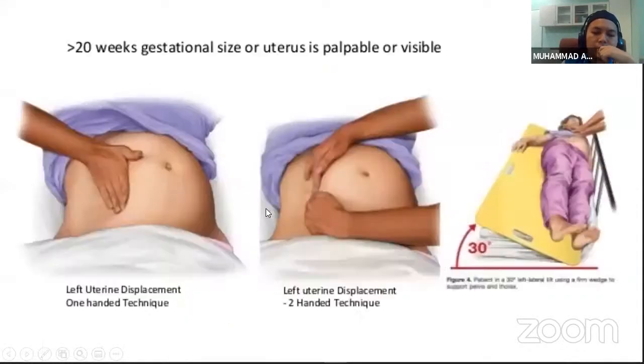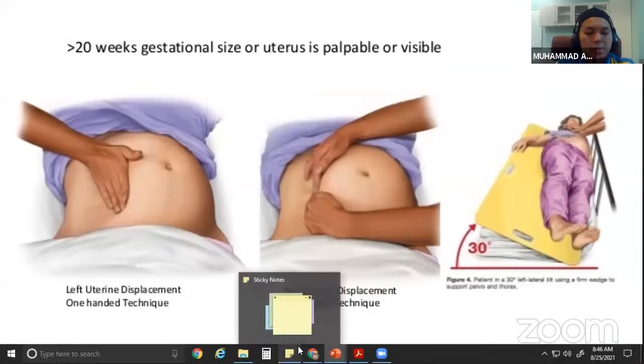So every time you press, it will compress the blood to flow in the right direction. Alright. Okay, so for pregnant lady, if more than 20 weeks, or the uterus is palpable or visible. Dah boleh nampak uterus dia, you can palpate. So you can do two ways. One is you do the left uterine displacement, one hand technique. Another one is the two hand technique.